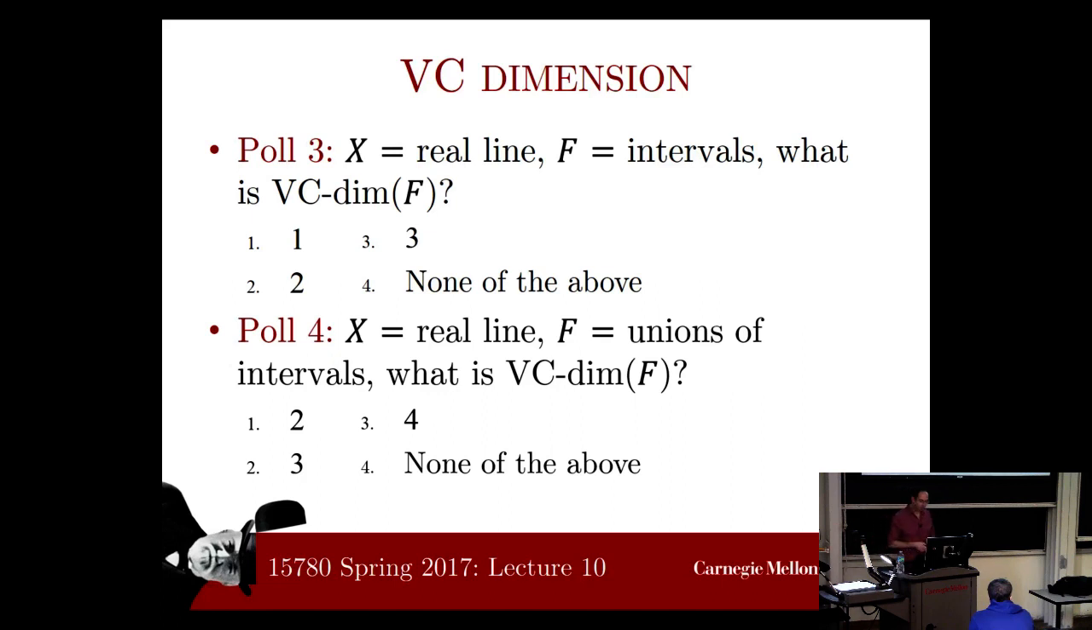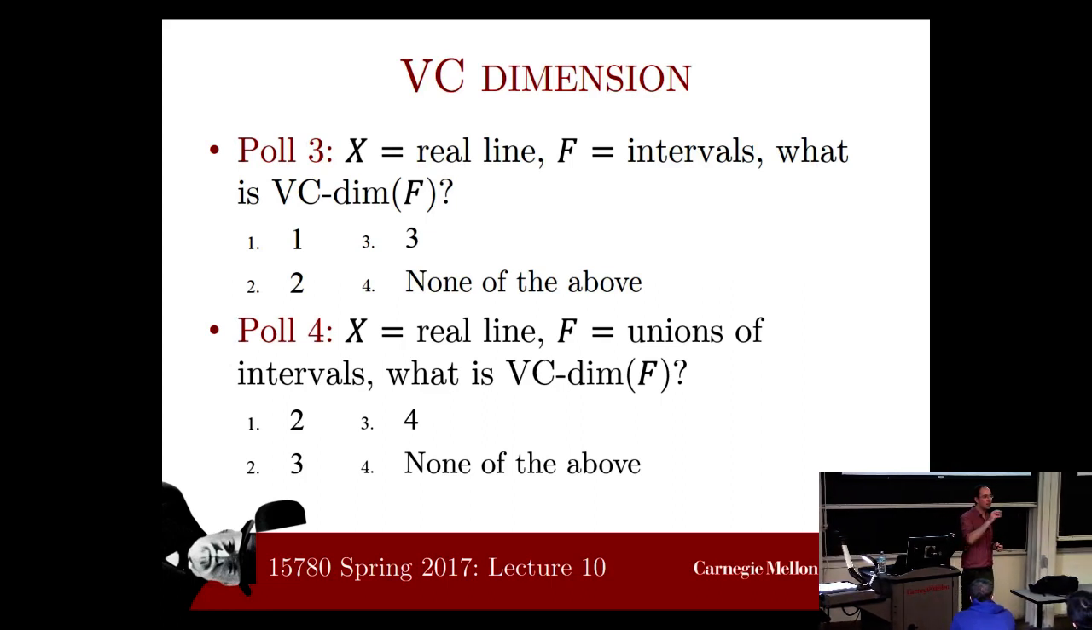Okay, so last poll question for today. Now instead of just intervals, I'm going to take my function class F to be unions of intervals. What I mean by this is you can take any finite number of intervals, you take their union, and anything inside the union is labeled by plus, and everything outside any of the intervals is labeled by minus. So that's also a legitimate function class, right? And the question is, what's the VC dimension of this function class? Is it 2, 3, 4, or none of the above?